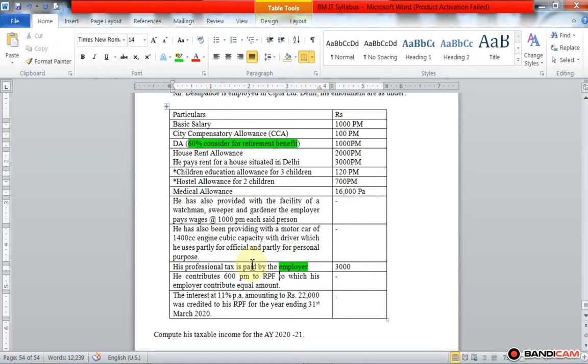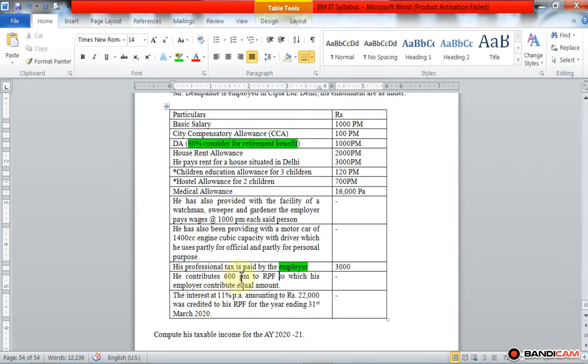Employee's contribution to RPF is not taken into consideration in gross salary. But the employer's contribution is included in the gross salary of the assessee. Here the employer has contributed an equal amount, which means rupees 600, an equal amount of the assessee's contribution.